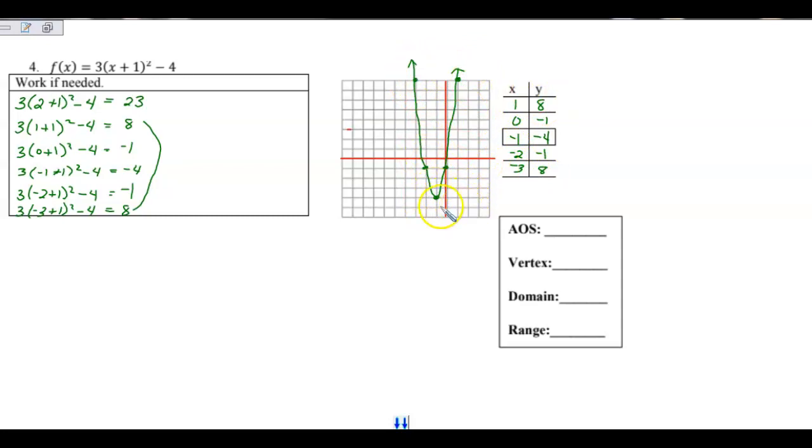So when I look at this, my axis of symmetry is here at negative 1. My vertex is here at negative 1, negative 4. My domain, because it's arrowing, is an infinite number, all real numbers. And my range is y is greater than or equal to negative 4.